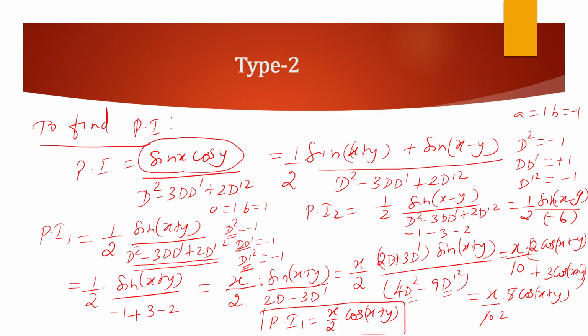So now finally we can write our complete solution as CF plus PI1 plus PI2. PI1 is x by 2 cos of (x plus y), and PI2 is minus 1 by 12 sine of (x minus y).